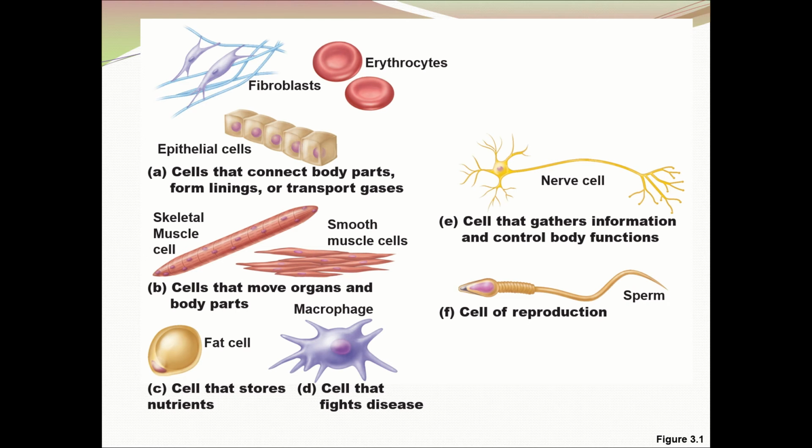Here's an example of some cell types in the human body. Illustration A shows cells that connect body parts, form linings, or transport gases. These include epithelial cells and connective tissue cells. Illustration B shows cells that move organs and body parts. This shows skeletal muscle and smooth muscle cells. There's a third type of muscle cell called the cardiac muscle.